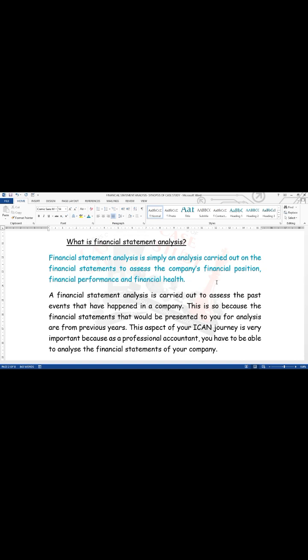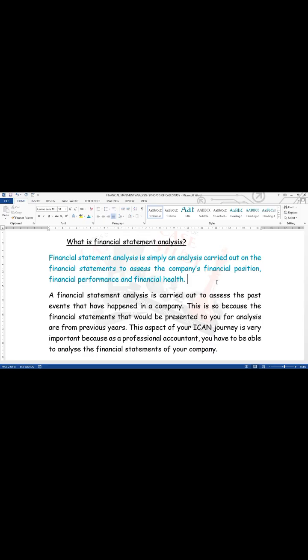Analyzing the financial statements is one thing; preparing them is another. In your corporate reporting and financial reporting, you are preparing the financial statements. You are adding up figures. You are trying to compute the profit, the assets, the liabilities, and all of that. That is what we do in corporate reporting and financial reporting.